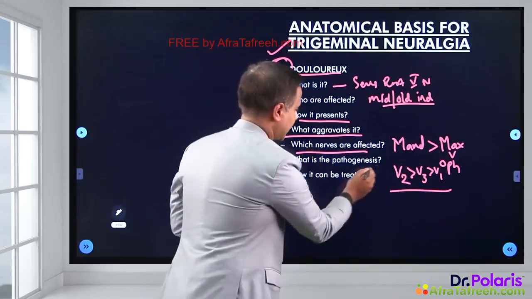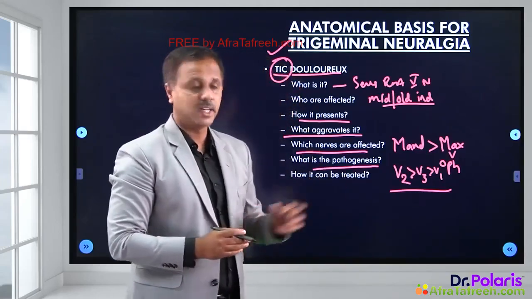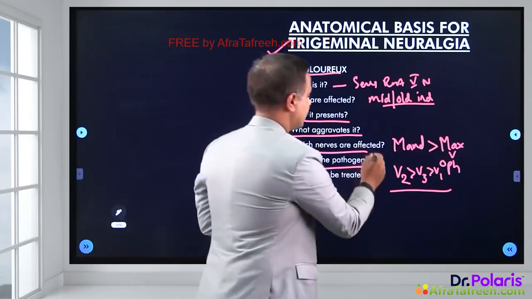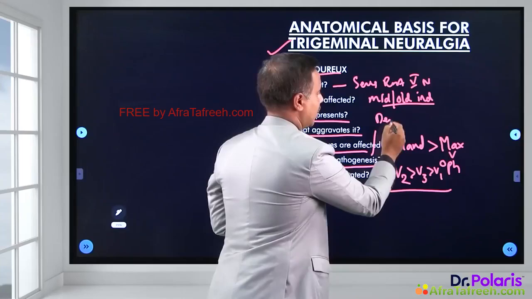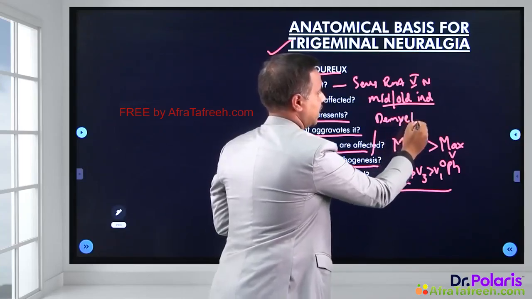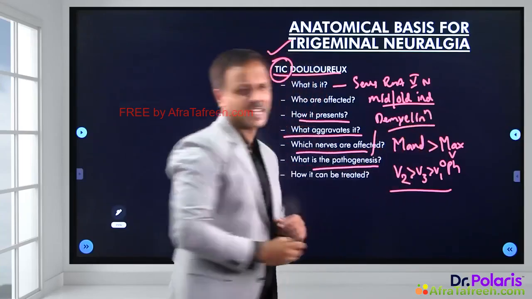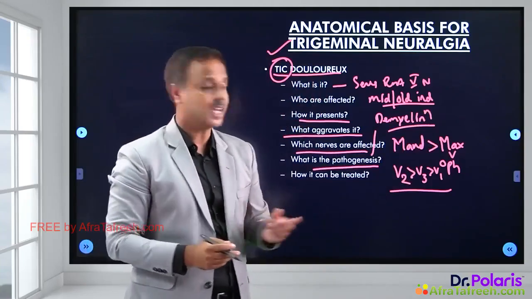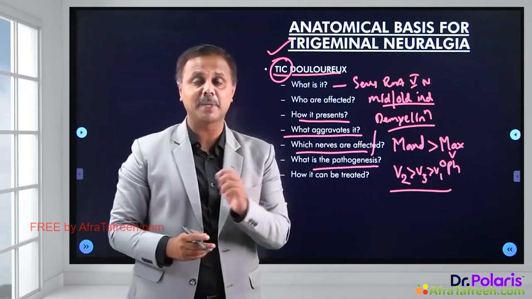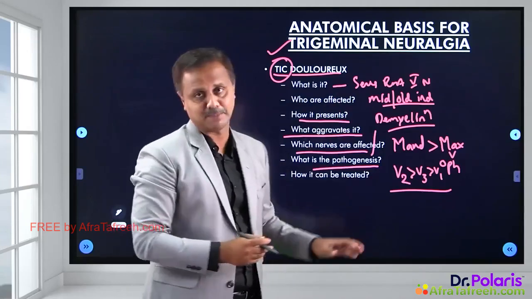Why are these nerves affected? What is the cause behind it? Remember this important point: this is due to demyelination of the axons, which can occur because of hypoxia. But demyelination is the main pathogenetic factor behind the symptoms.